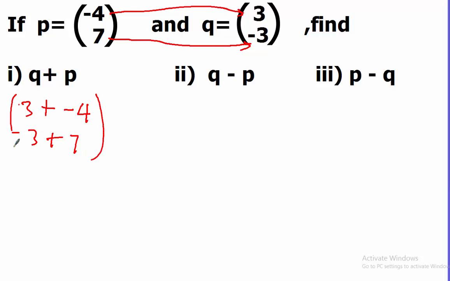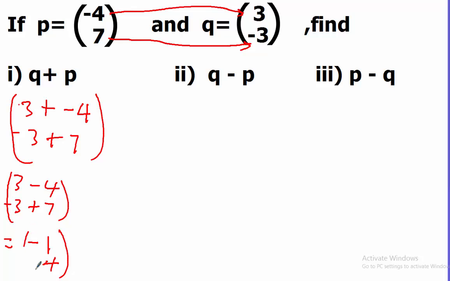Good. Remember the rules of integers. Negative and positive will give us negative. Therefore, it's going to be 3 minus 4, then negative 3 plus 7. Which is going to give our final answer of negative 1, because 3 minus 4 is negative 1. Then negative 3 plus 7 is giving us 4, positive. So this is our answer.